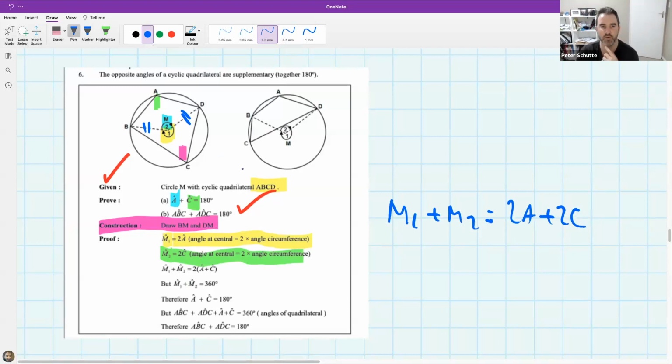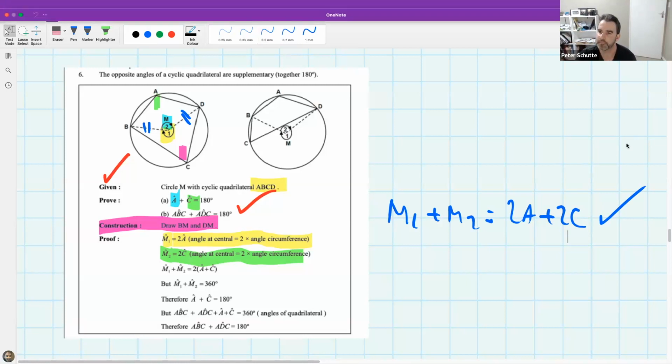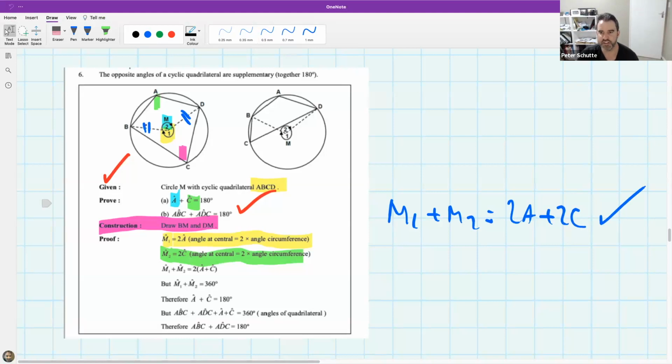Take a moment and see if you understand that. So remember, M1 was equal to 2A, M2 was equal to 2C, and so we can make that statement over there. Some of you might struggle to see that. Just take a moment and give me a thumbs up if you follow that, because you're using the fact that you've got double, so the angle at the center is twice the angle at the circumference.